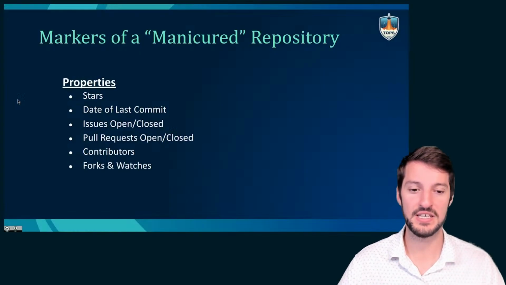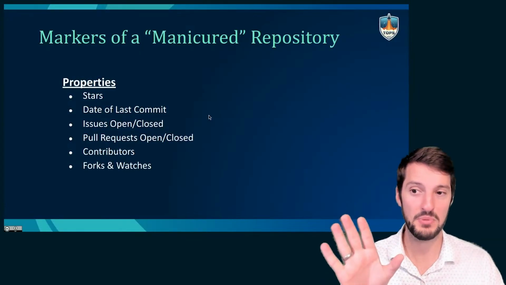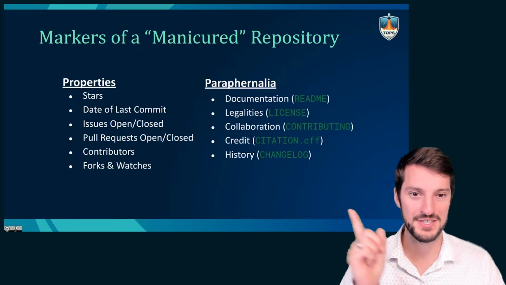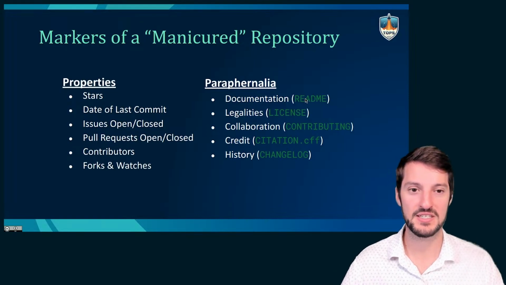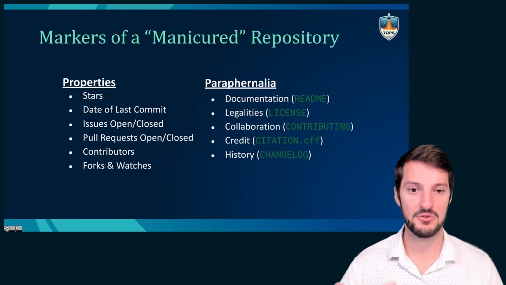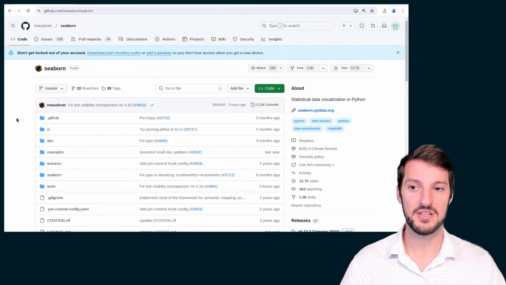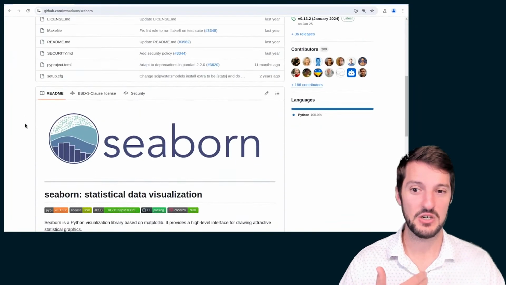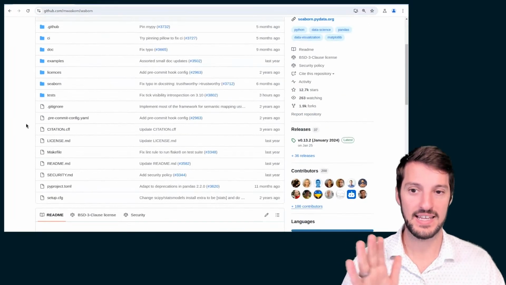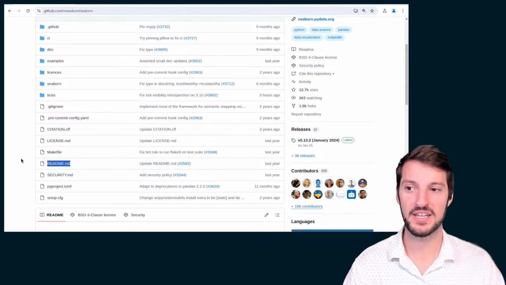Once we get past the markers of a manicured repository as the properties, we can talk about the files that we will find. So if you've never been to a GitHub repository, this is going to be very, very important to read because it's going to give you sources to go to when trying to discover things about the code that's in the GitHub repository. We have a couple of things. We have documentation, legalities, collaboration, credits, and history. And so the documentation, the best place to start if you want to find out about a GitHub project is to go to the README, which you can just scroll down and see at the bottom, or I can click on the README file if I can find it here.